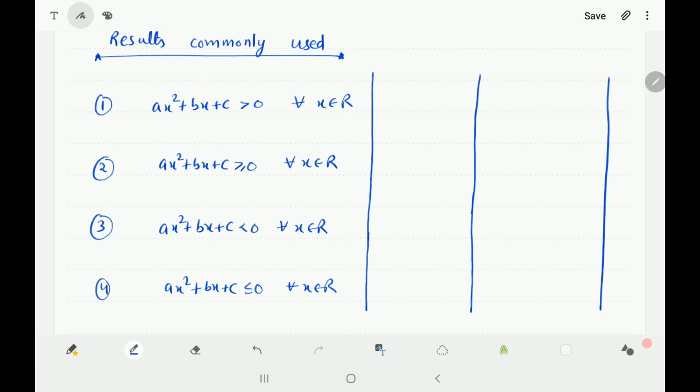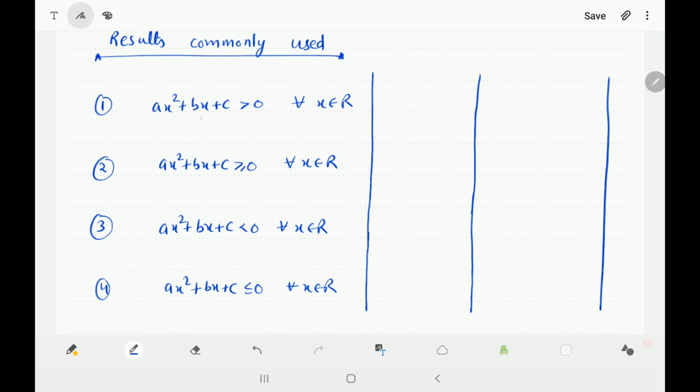Now we have discussed the graph of the quadratic polynomial and their 6 different cases. On the basis of those different cases, the following results can be asked directly. So you have to relate these results with the graph and then try to solve the problem. Let's look at the first result.